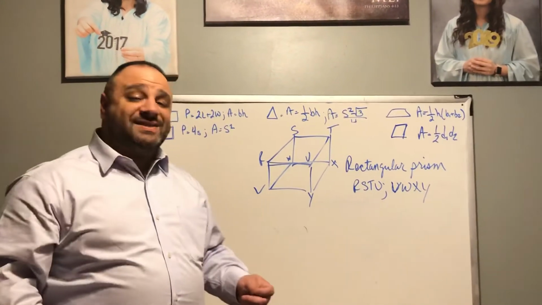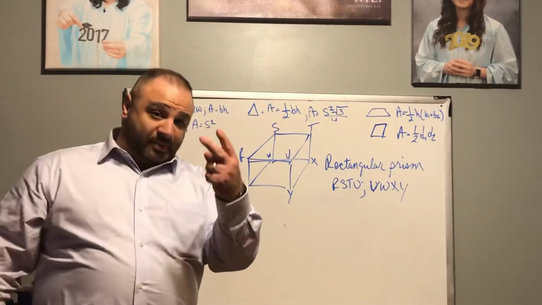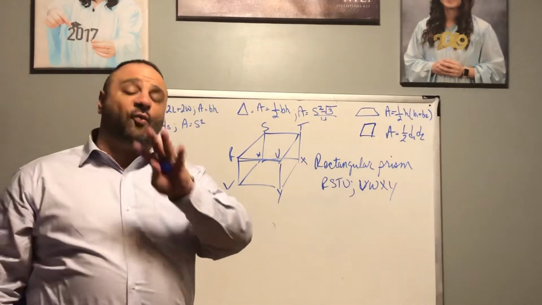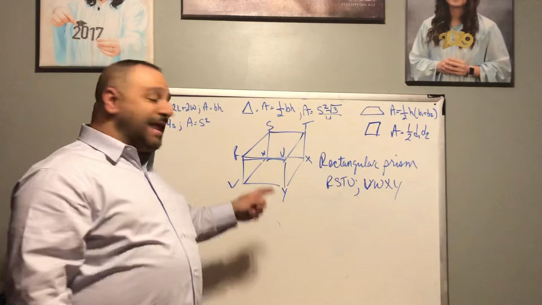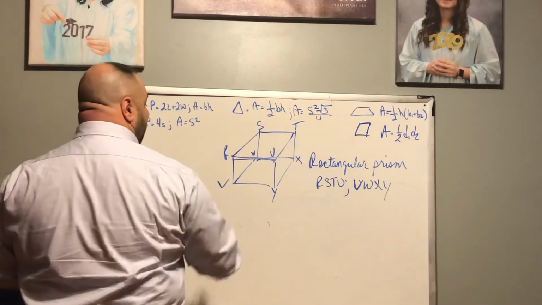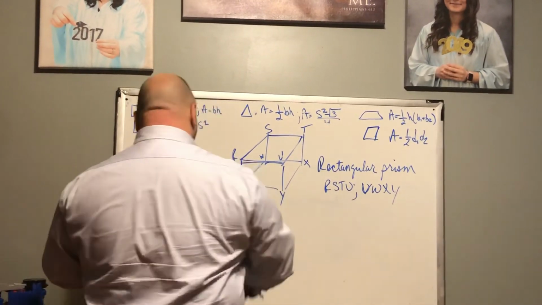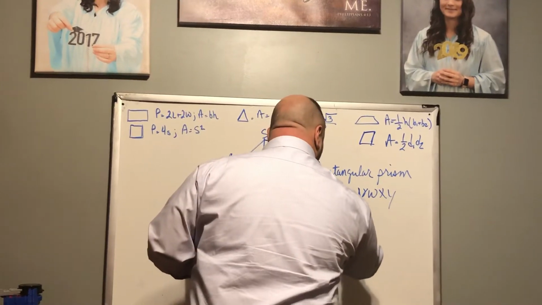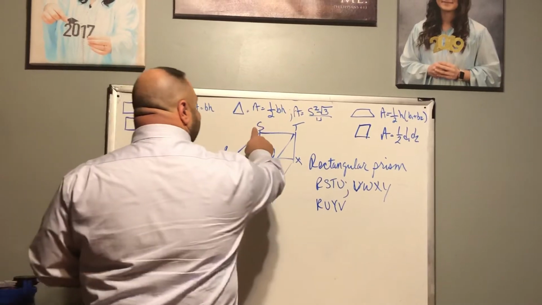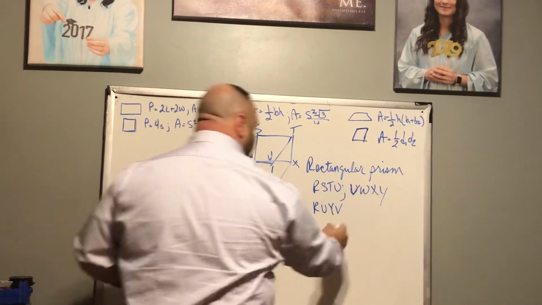Now, the lateral faces. Let's see how many lateral faces we have. We have the front and we have the back. That would be 2 lateral faces. And then we have the left and the right. So there are 4 lateral faces. So let's name the front, okay? Again, the best we can go from left to right here. So we're going R, U, Y, V. Let's go to the back again, left to right. So S, T, X, W.